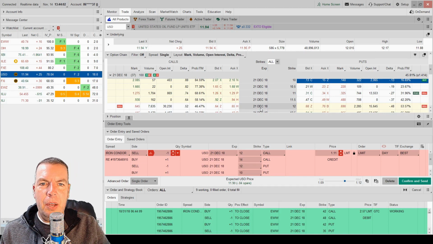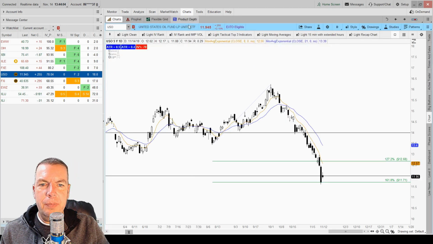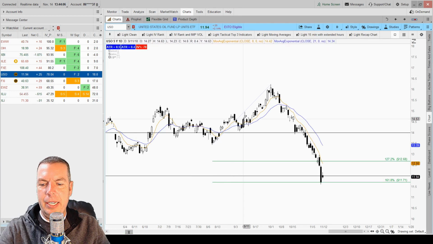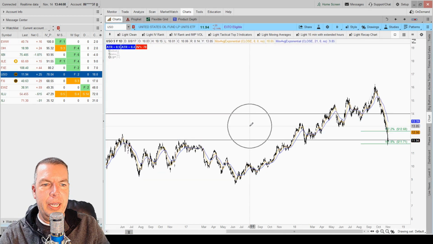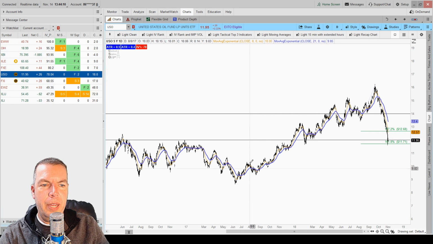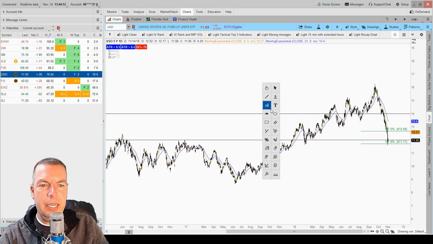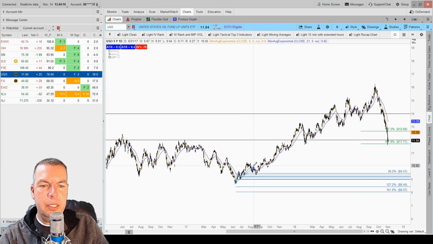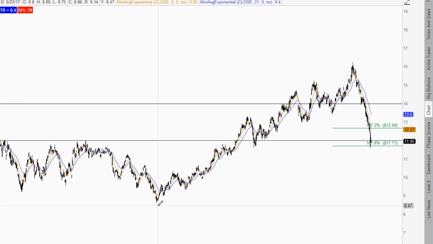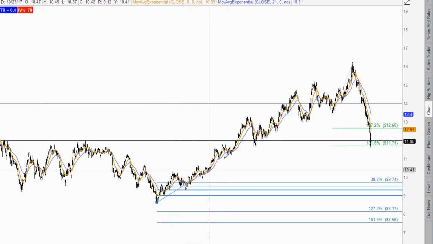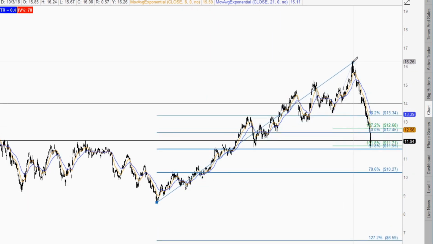Guys, I hope this has been helpful. Let's just come back here and look at the chart and see what we're looking at here. You can see USO has had a huge move down, and let's just see where we're at on a retracement level of this major move down that we've just recently had.